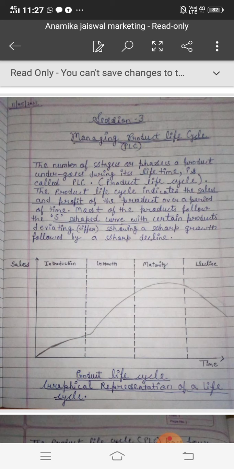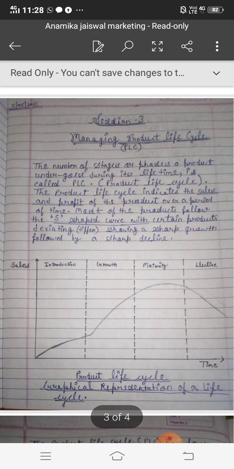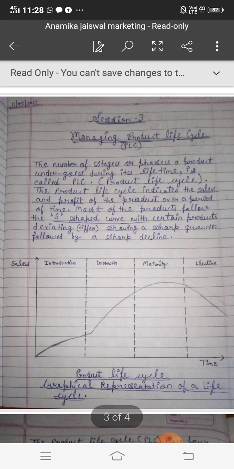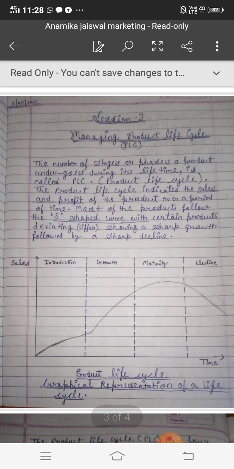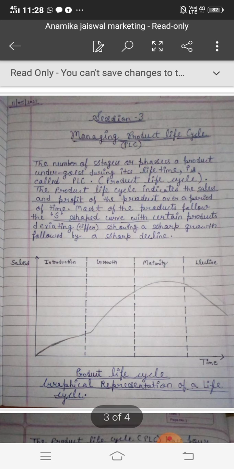So here is a curve, or graphical representation, of a product life cycle. We can see on the x-axis we have drawn time, on the y-axis we have drawn sales. So here is the curve between time and sales. According to time, how sales grow and how sales decline is the curve of the product life cycle. We can see in the curve there are 4 stages given: introduction, growth, maturity, decline.